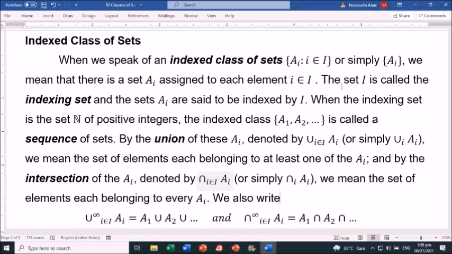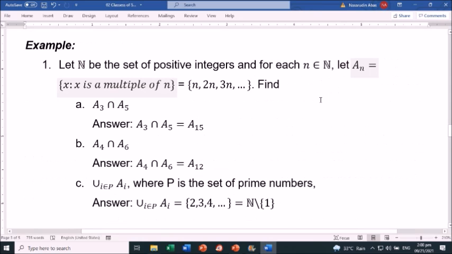And by the intersection of the A sub i, denoted by intersection sub i in the set I of A sub i, or simply intersection sub i of A sub i, we mean the set of elements belonging to every A sub i. So we have here the symbols for the union and intersections of these sets. To make it clearer, we have here example number 1.